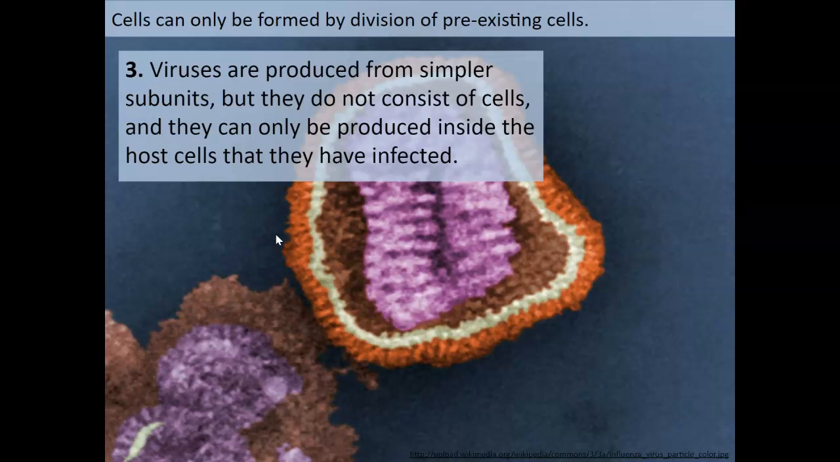Number 3, viruses are not made up of cells, therefore they are not considered to be living organisms. Viruses can be made up from simpler subunits. However, they cannot do this without using a living organism to assemble those parts together into new viruses. A virus has to invade a host cell, invade a living cell. And then once it gets its parts inside of that cell that it has infected, then it can assemble more viruses. So again, viruses are not considered alive because they cannot divide to make more viruses without the help of a host cell.